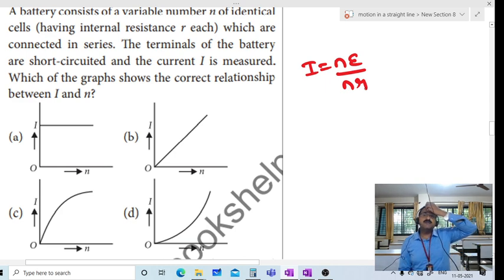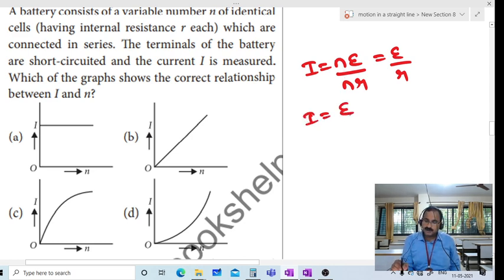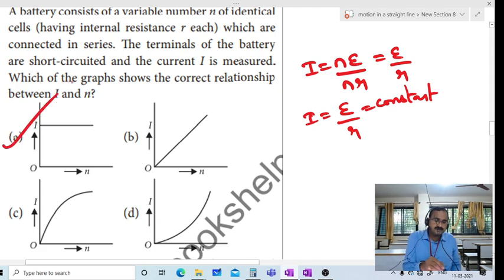The battery consists of a variable number of identical cells, each with resistance r, so the current is nE divided by nr, which is nothing but E by R only. It does not depend on the number of cells, because n and n cancel. It is a constant: I equals E by R. So when you draw a graph between I and the number of cells, it doesn't change. So the first option, no change at all. Over.